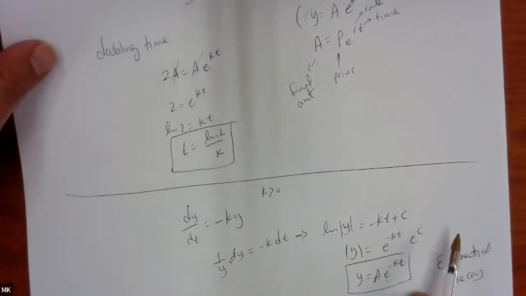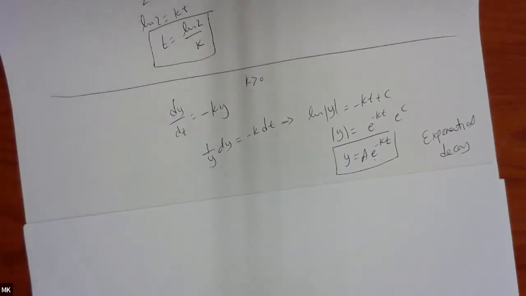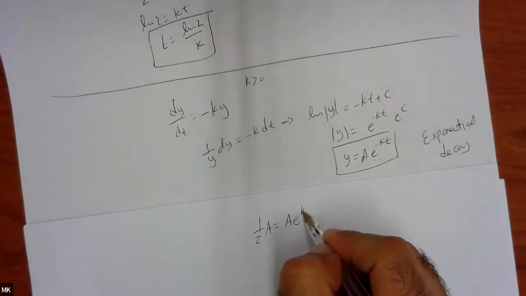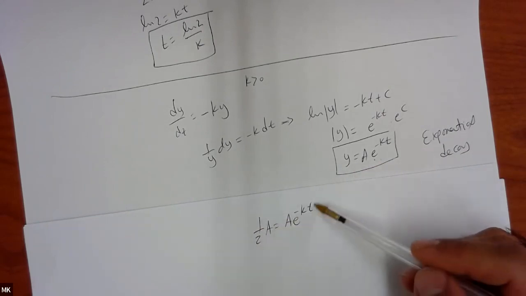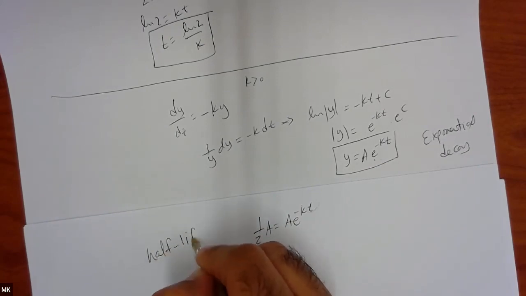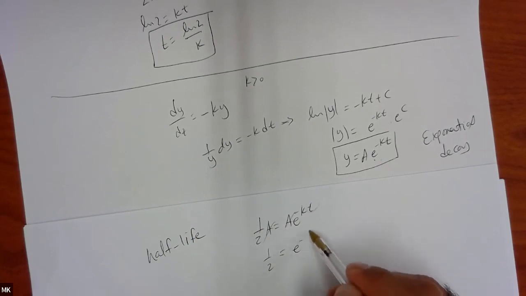Now, exponential decay has a feature called half-life. Half-life is the amount of time it would take for some amount to be down to half of it. So we can use the initial amount A as the amount that we consider. So I get 1/2 A is equal to A e to the negative kt. So notice I just replace y with 1/2 A. I want to know how much time it will take for it to be half of what it starts with. A's cancel out again, so the initial condition makes no difference.